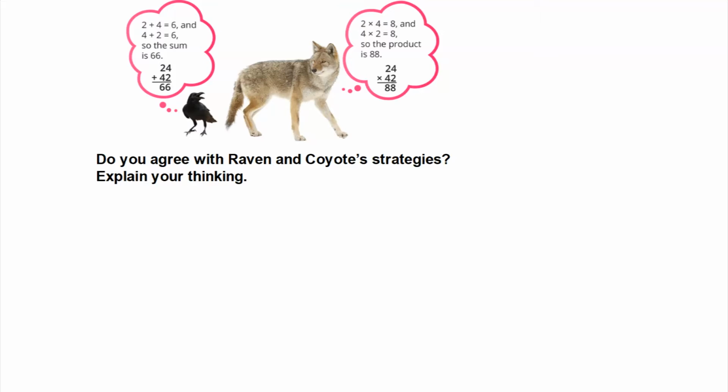And so then the wolf, or the coyote I guess, says, okay, well I want to do 24 times 42, so therefore I can follow the same approach that says 2 times 4 equals 8, and 4 times 2 equals 8, so the product is 88. What do you think? Do you agree with the strategy?